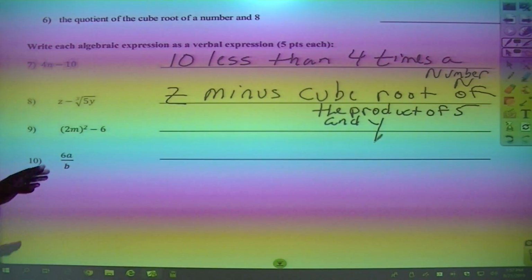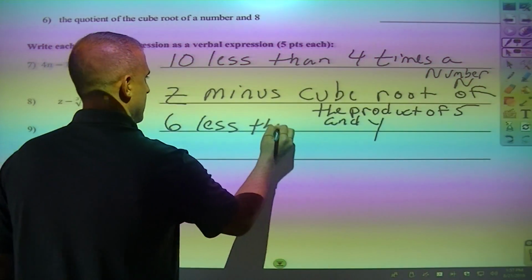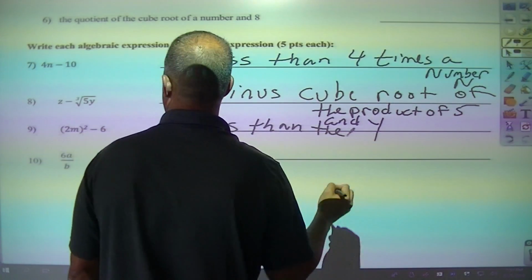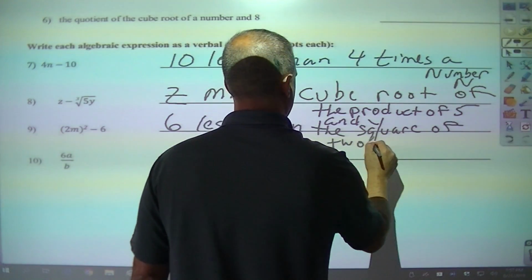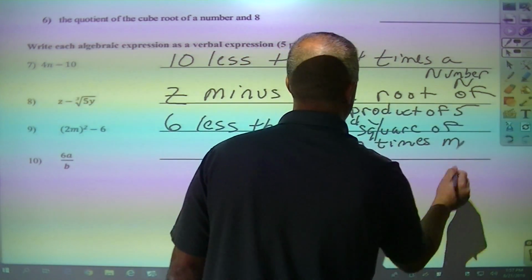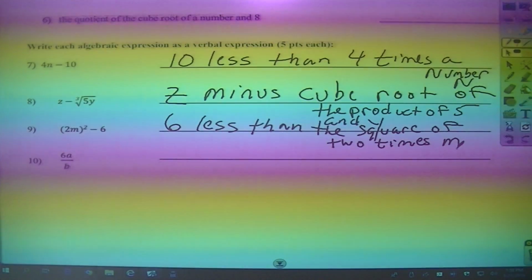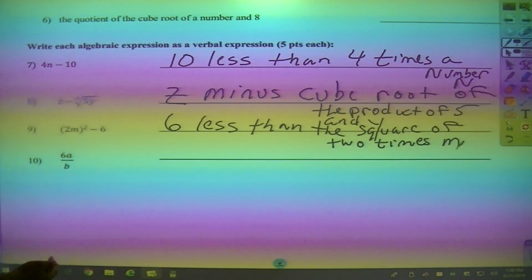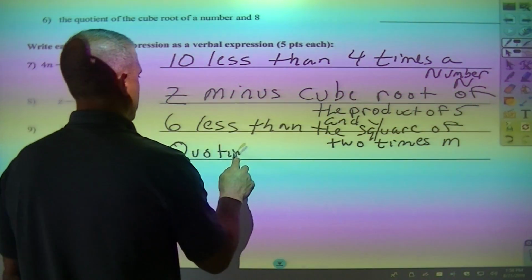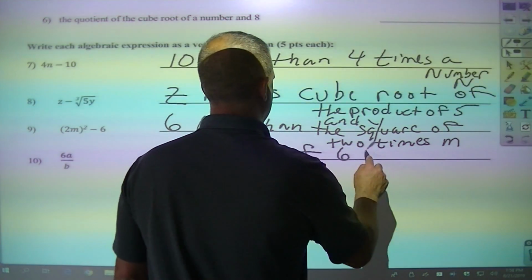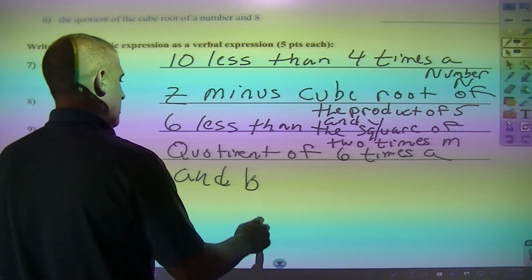This one right here would be 6 less than the square of 2 times m. And there's a lot of different applications of what you can do with this. It doesn't have to be perfect, but you have to be able to convert minuses, less, or minus, or more. This would be the quotient of 6 times a number, 6 times a, and b.